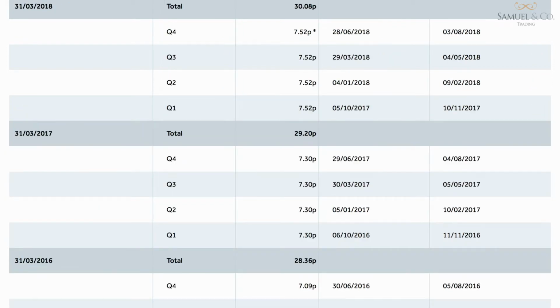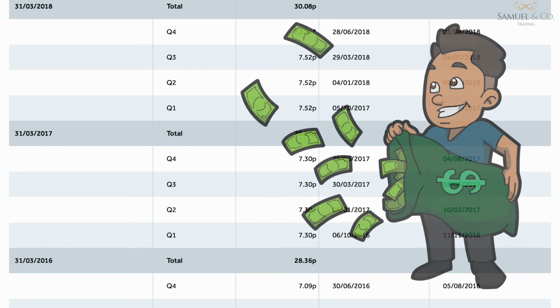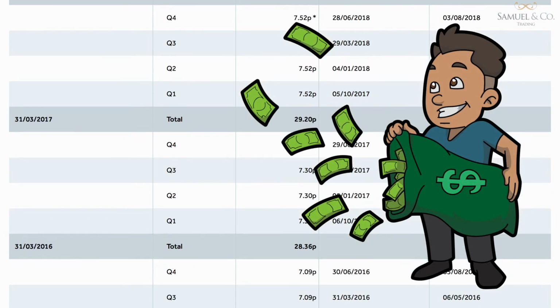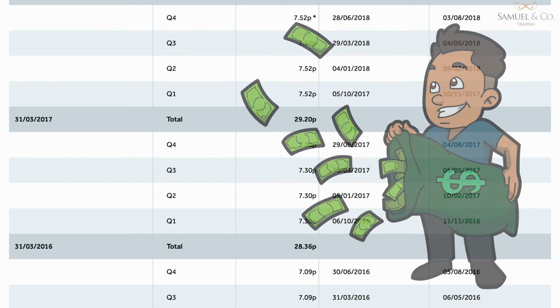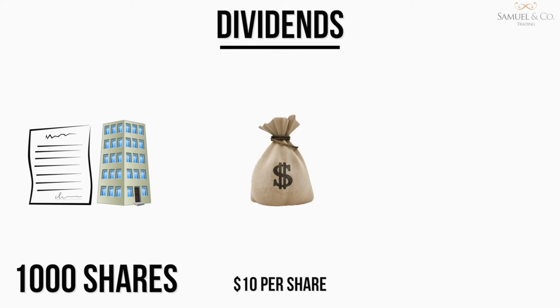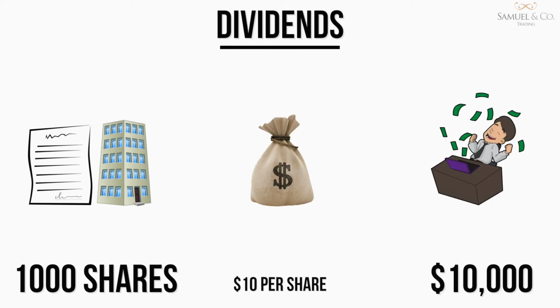When a company decides to distribute cash dividends, those who hold stock receive payments based on the number of shares they own. Let's say you own 1,000 shares of a company's stock, and that the company decides to pay a cash dividend in the amount of $10 per share. Your payment would therefore be $10,000.